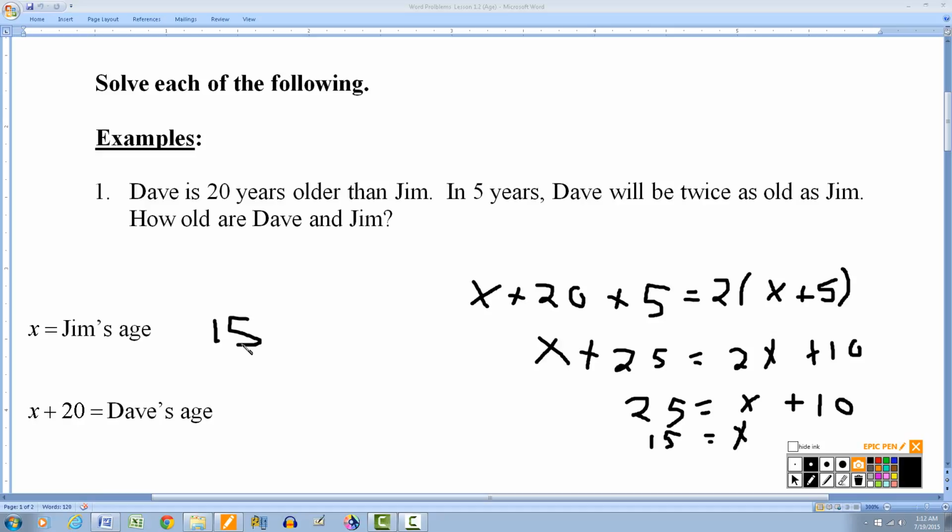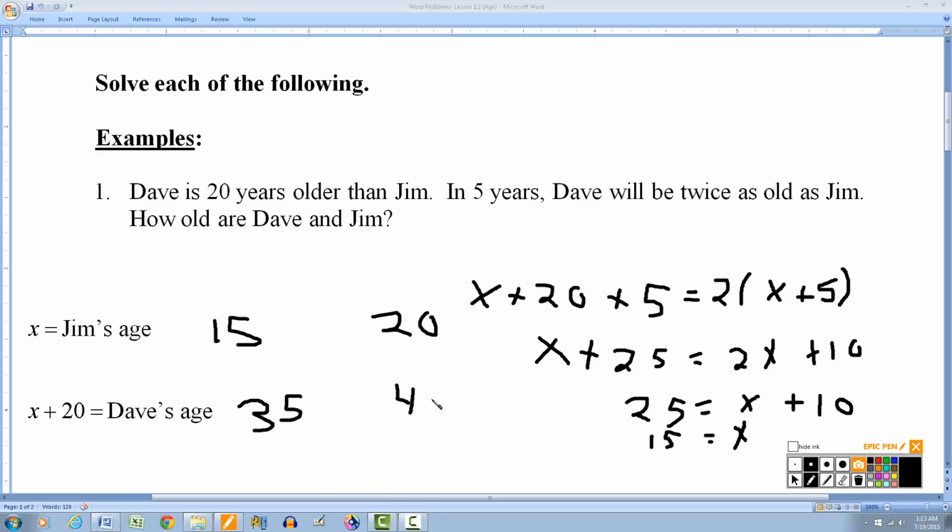And Dave is 20 years more than that. So 20 added to 15 will give me 35. So there you have it. Those are the two ages, Jim's age and Dave's age. And you can check it out. You can see in 5 years, Jim will be 20. In 5 years, Dave will be 40. So 40 is twice 20.